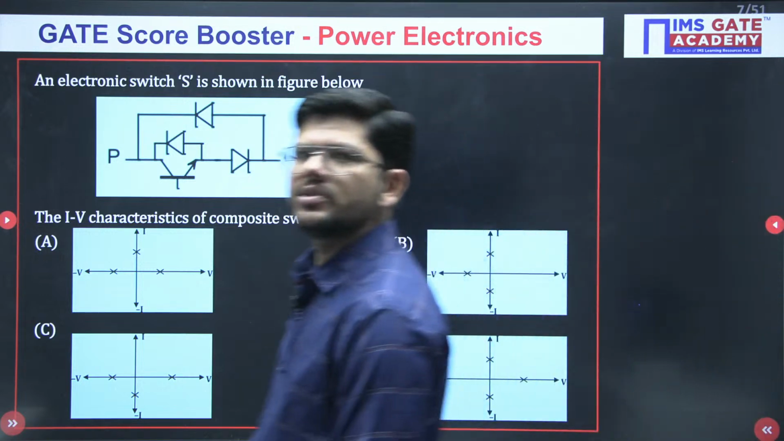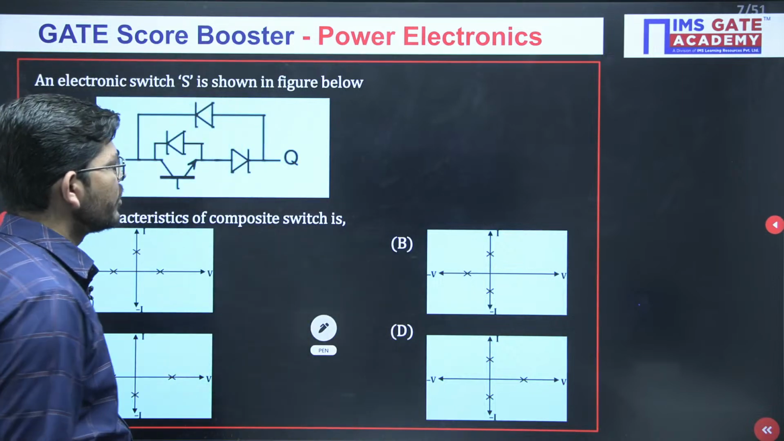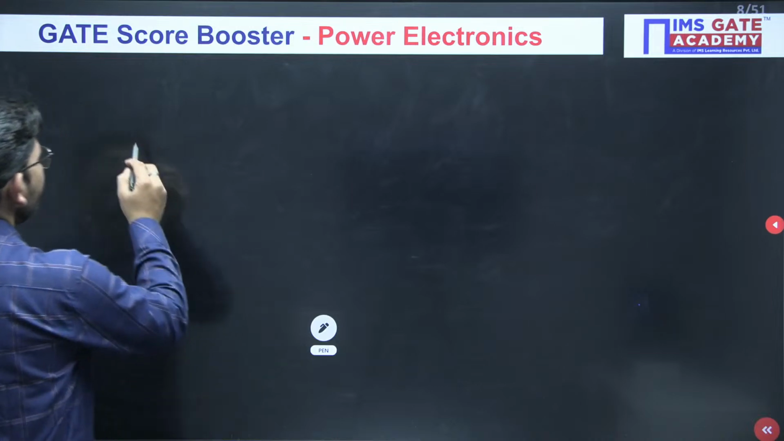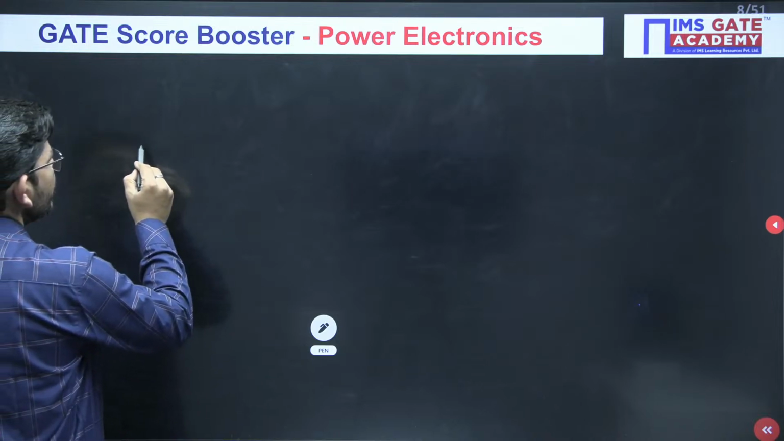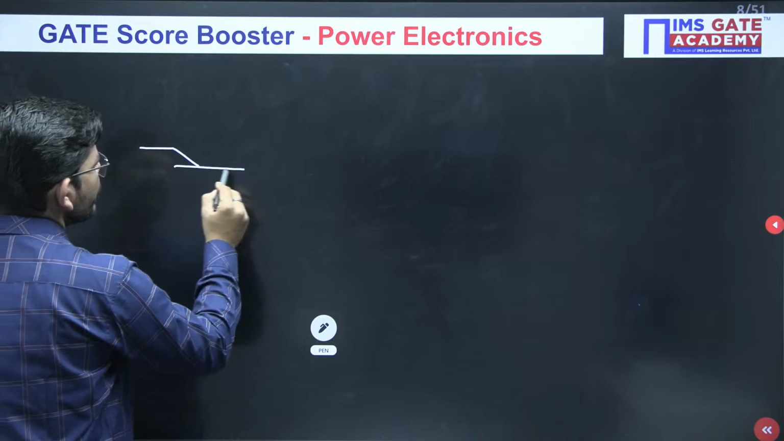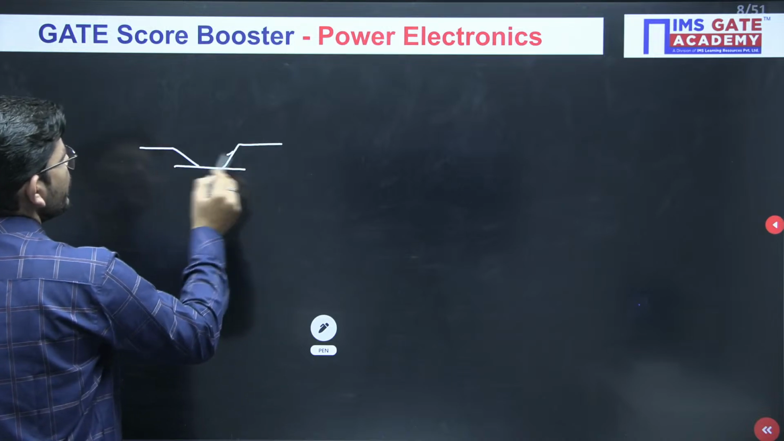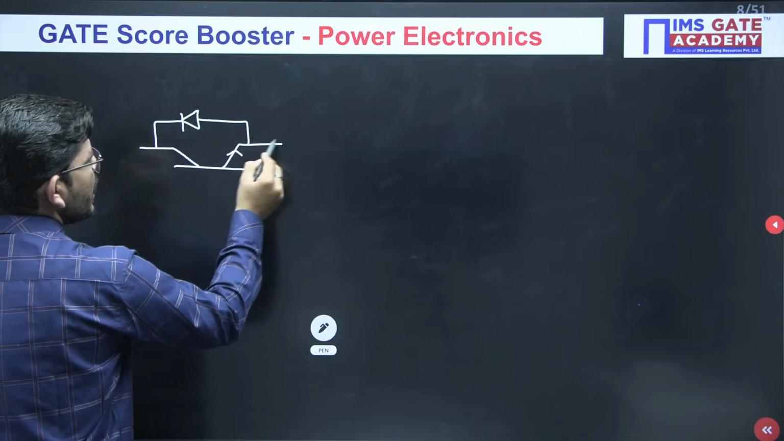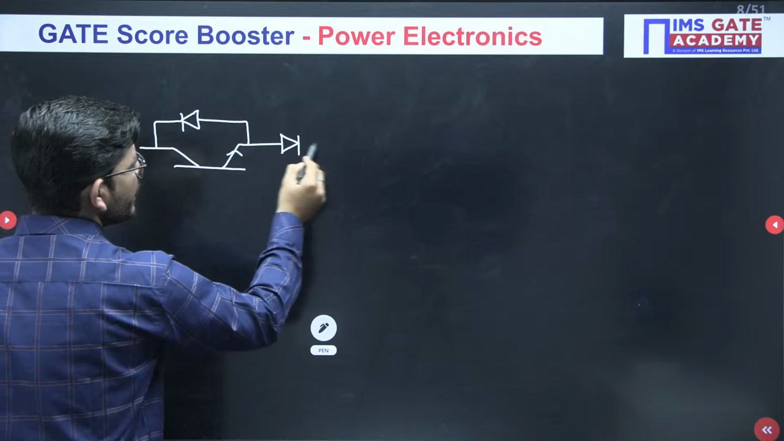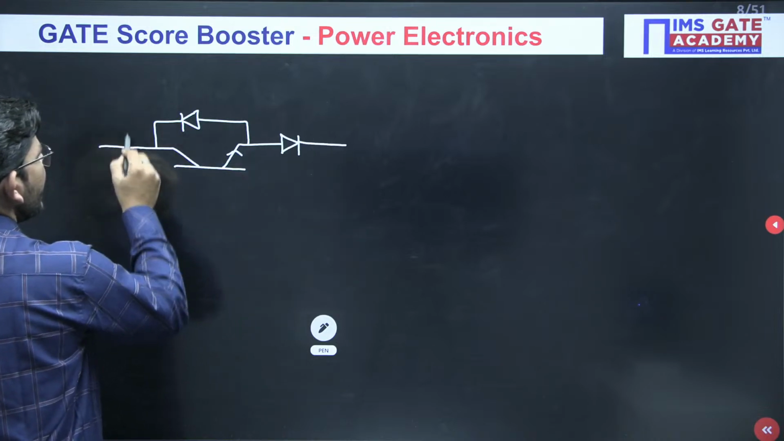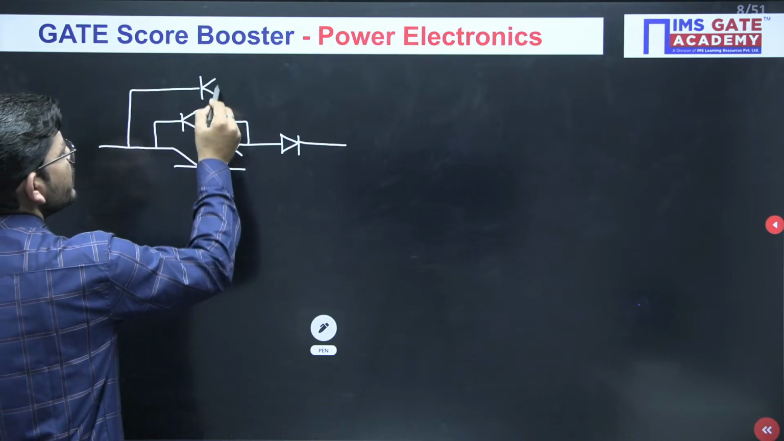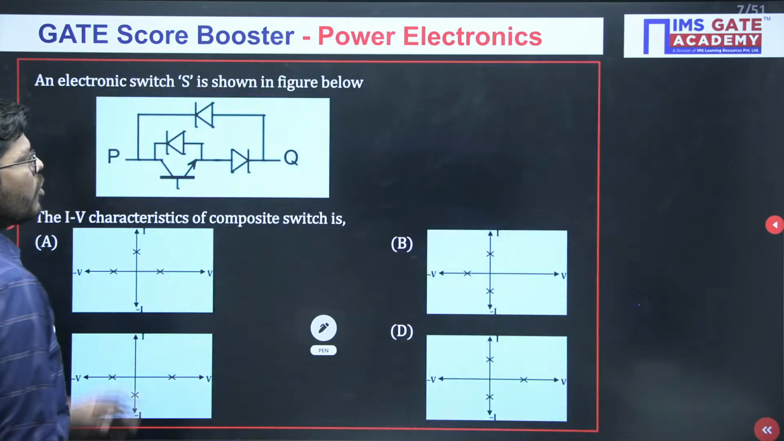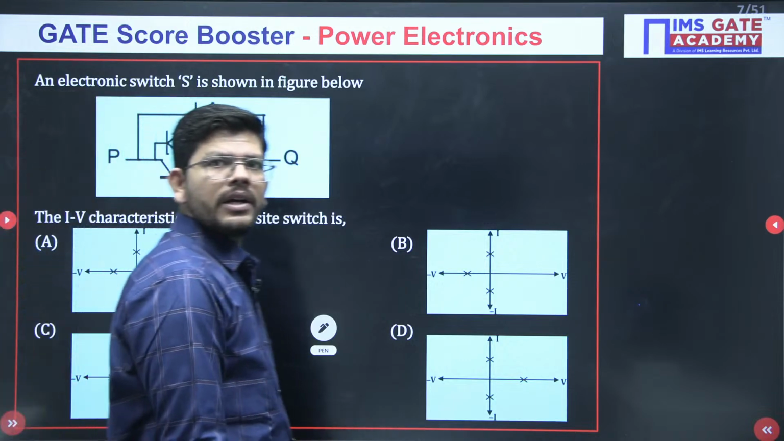So I got an answer D. Let us check whether D is a correct answer or not. We have to realize this switch combination, in which we have, first of all, a BJT. Then we have a parallel diode connected to this BJT. After that we have a series diode connected like this, and then we have an anti-parallel diode as well. This is the switch combination given to us.